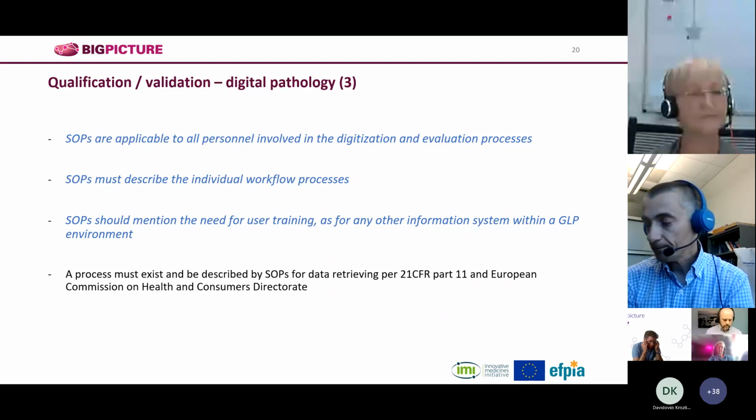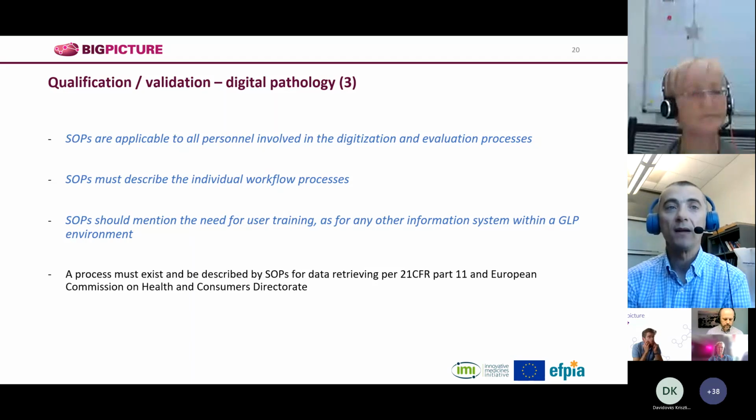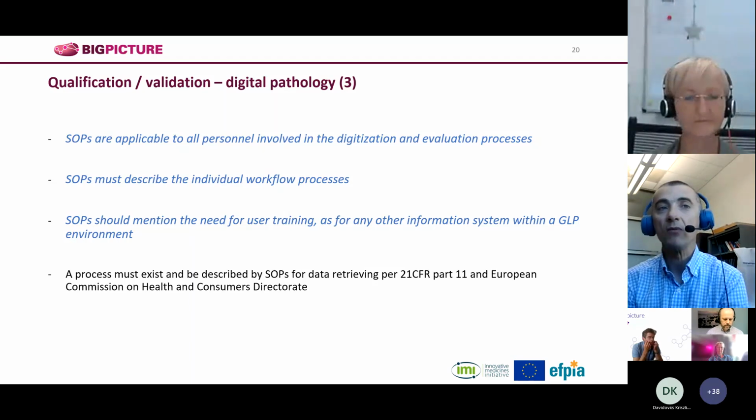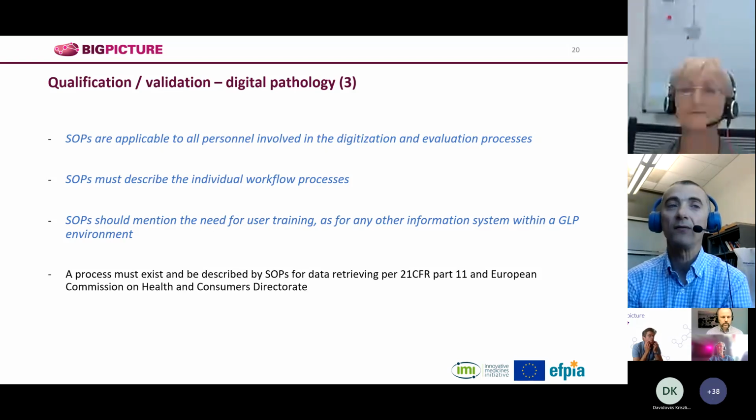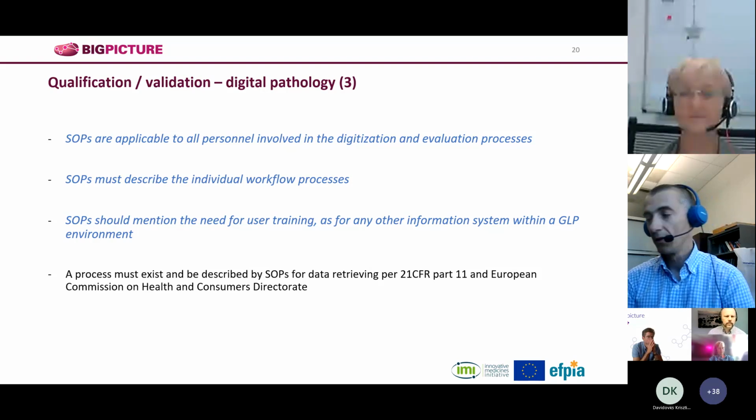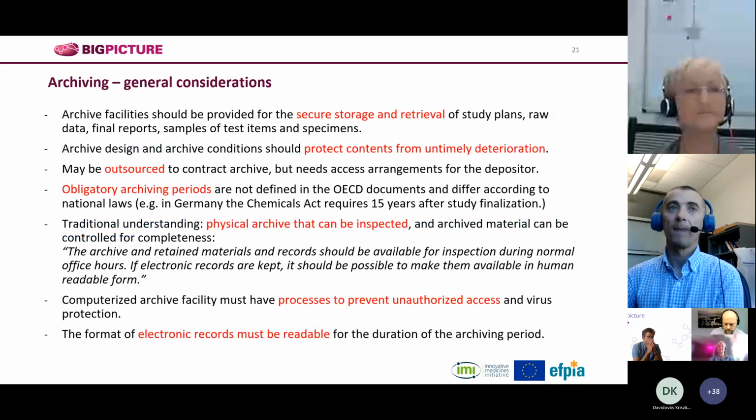So when you look also at the retrieving of information, and we will go into more details when we talk about archiving, there is also an expectation that the retrieving of information and archiving in general is covered by a standard operating procedure. So we can go to the next one.